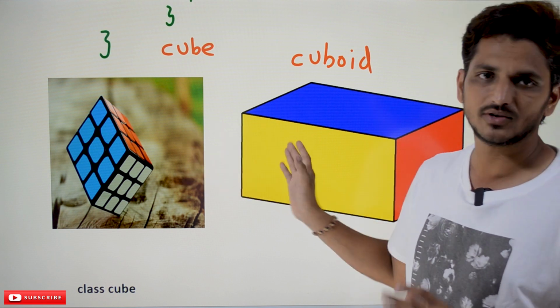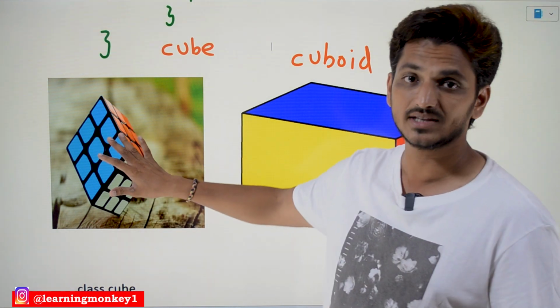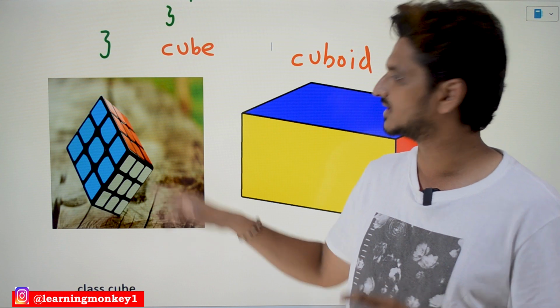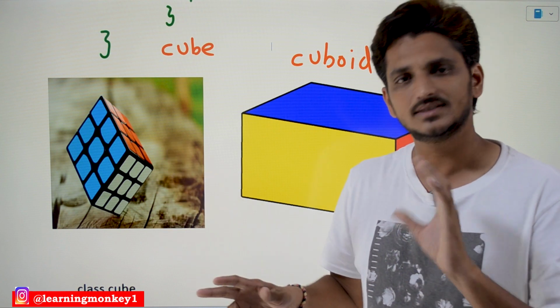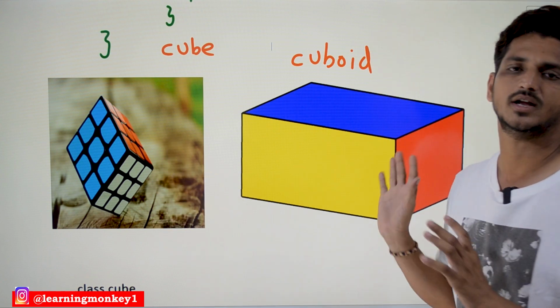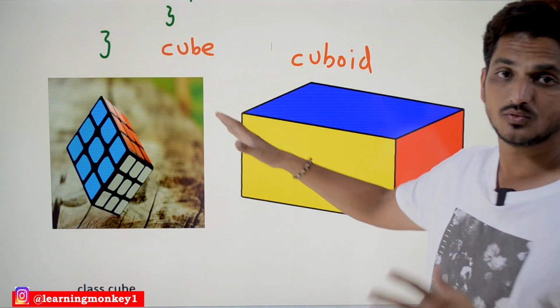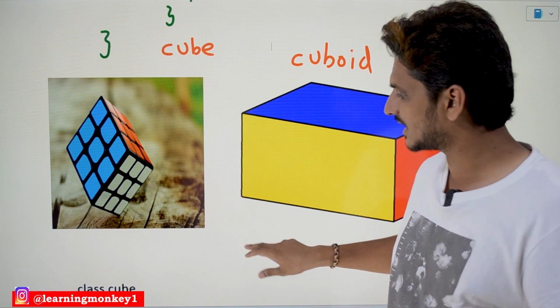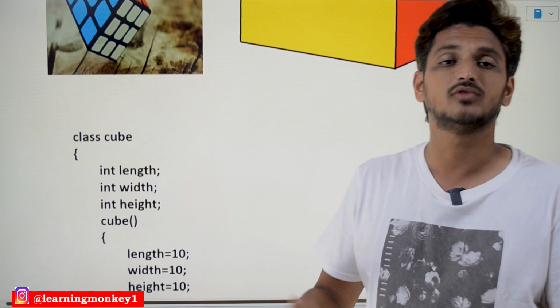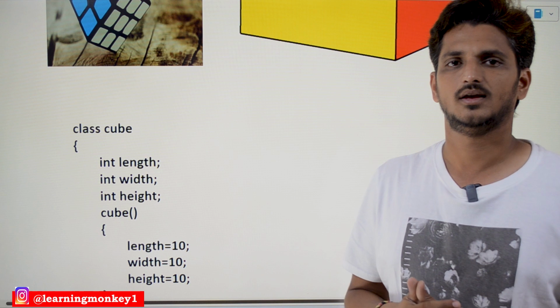But what is the difference between cube and cuboid? A cube has equal lengths. All sides, length, width and height, are the same. But for a cuboid they are different. That is the difference between cube and cuboid. So we are defining a class that gives the volume of the cube and cuboid.